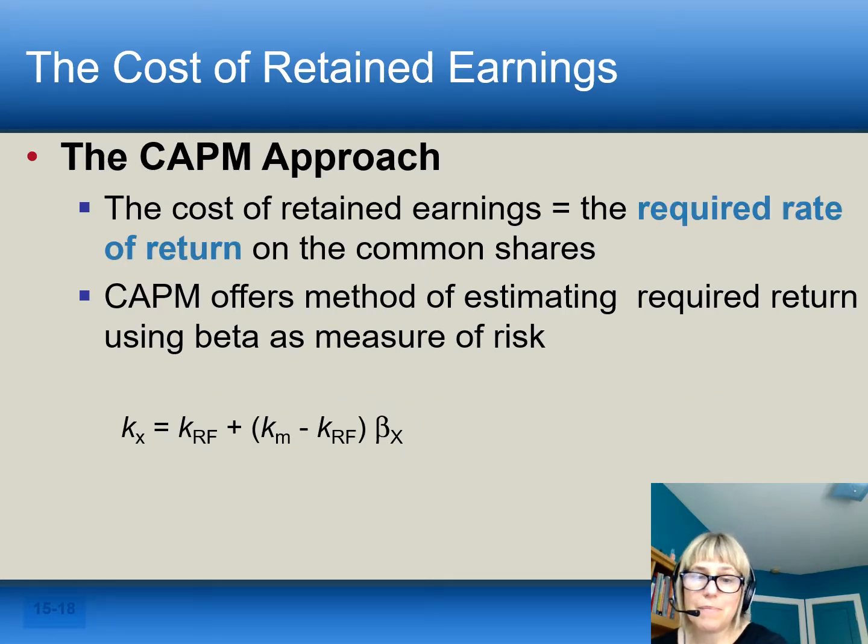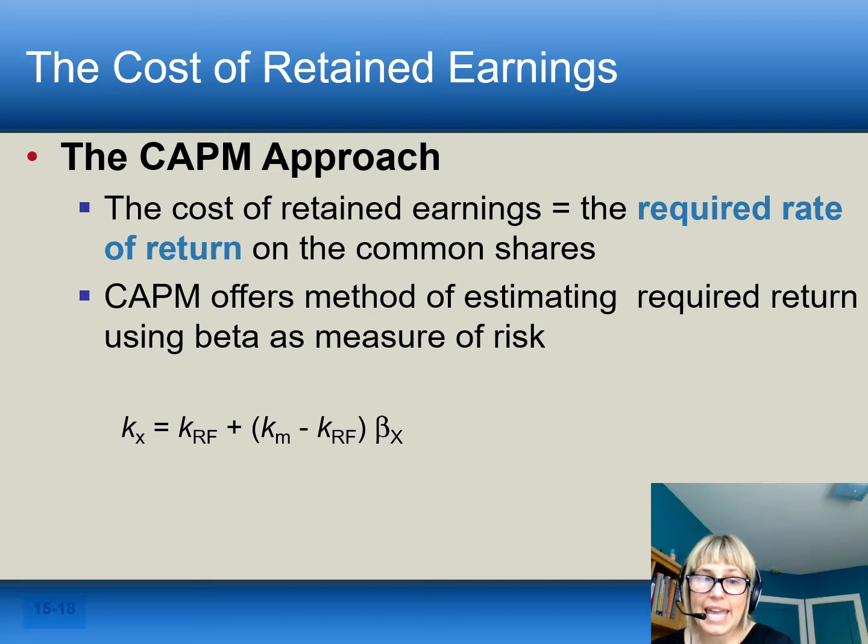CAPM. So CAPM we've covered, and I think you guys are familiar with it. It's very straightforward. Basically, CAPM is the cost of our retained earnings or the cost of equity, and we need to have that risk-free rate, that 90-day T-bill rate that we start with. And then we take KM, which is the market rate, and by market we mean the stock market. So what's the overall required rate of return in the stock market right now, minus the risk-free rate.